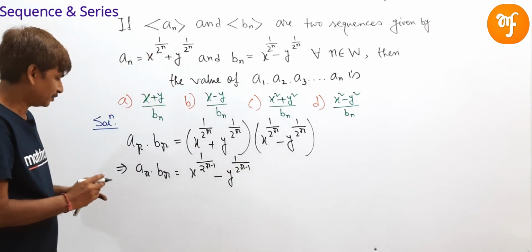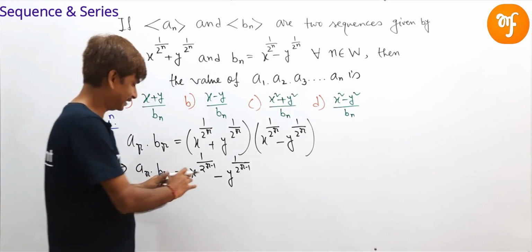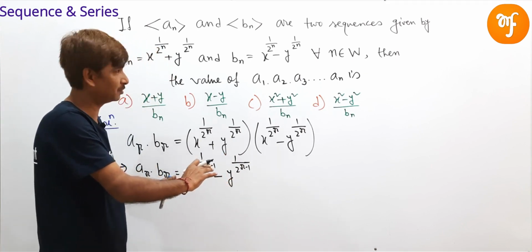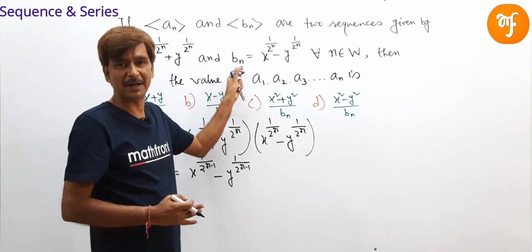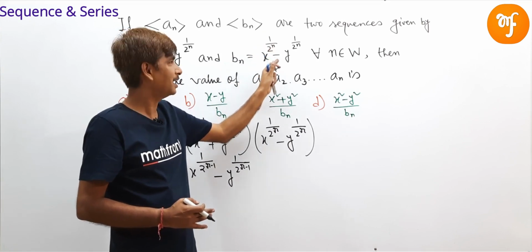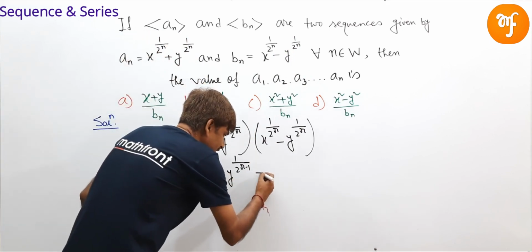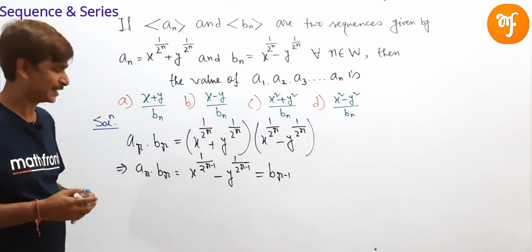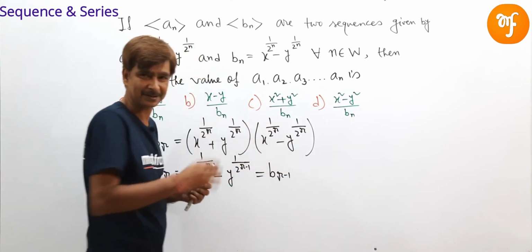Okay. So what does a to the power r into b to the power r become? X to the power 1 by 2 to the power r minus 1 minus y to the power 1 by 2 to the power r minus 1. This can be written as b r minus 1, because just check, if we substitute n by r minus 1, b r minus 1 will be x to the power 1 divided by 2 to the power r minus 1 minus y to the power 1 by 2 to the power r minus 1. So we are writing this as b r minus 1. Okay. So we get a r into b r is equal to b r minus 1.